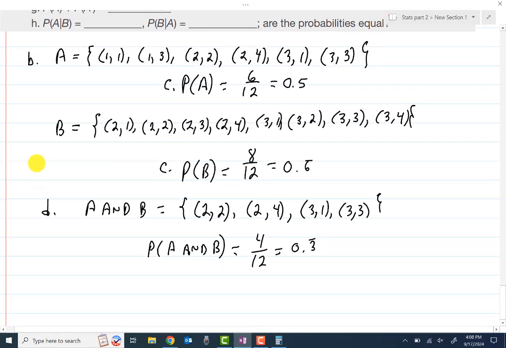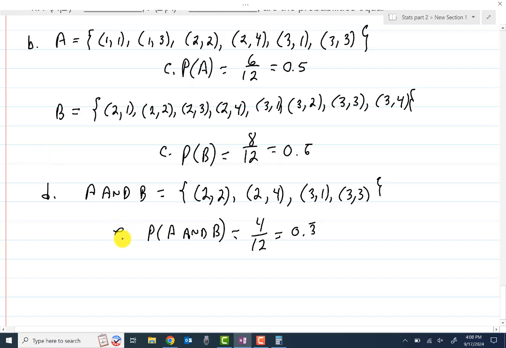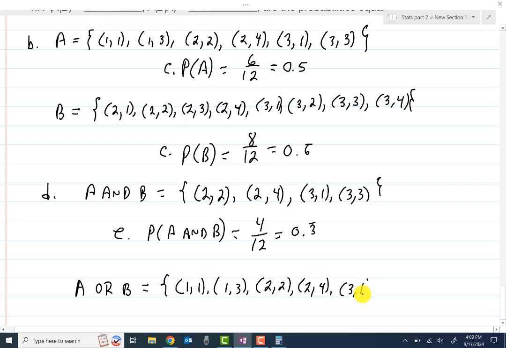I'm still on E, so I've got to do A or B. So that was part E. A or B: this is the items that are in A and the items that are in B, or both. So like I did before, I'm going to write down all the items that I have in A. 1, 1, 1, 3, 2, 2, 2, 4, 3, 1, and 3, 3.